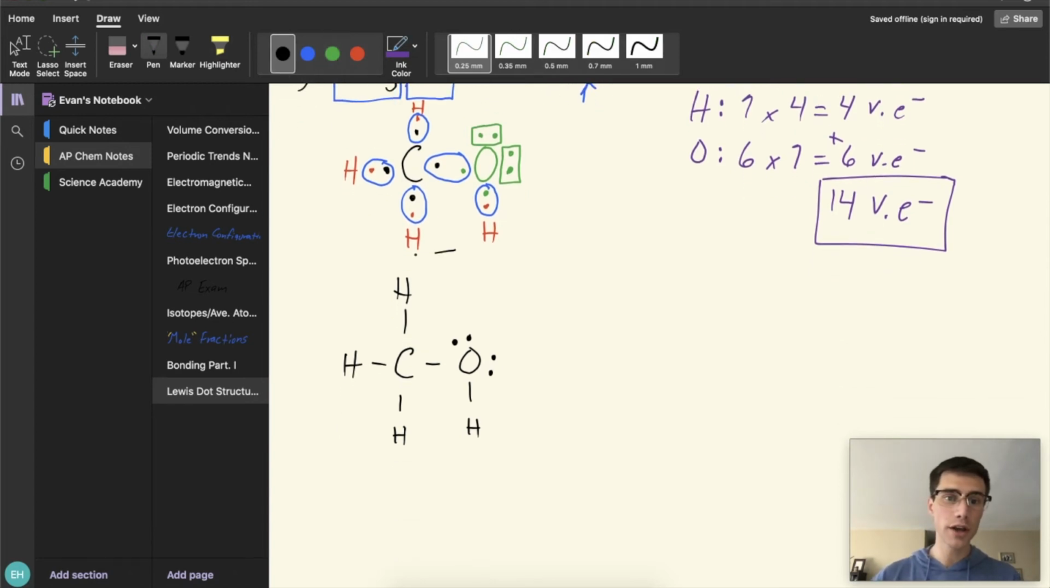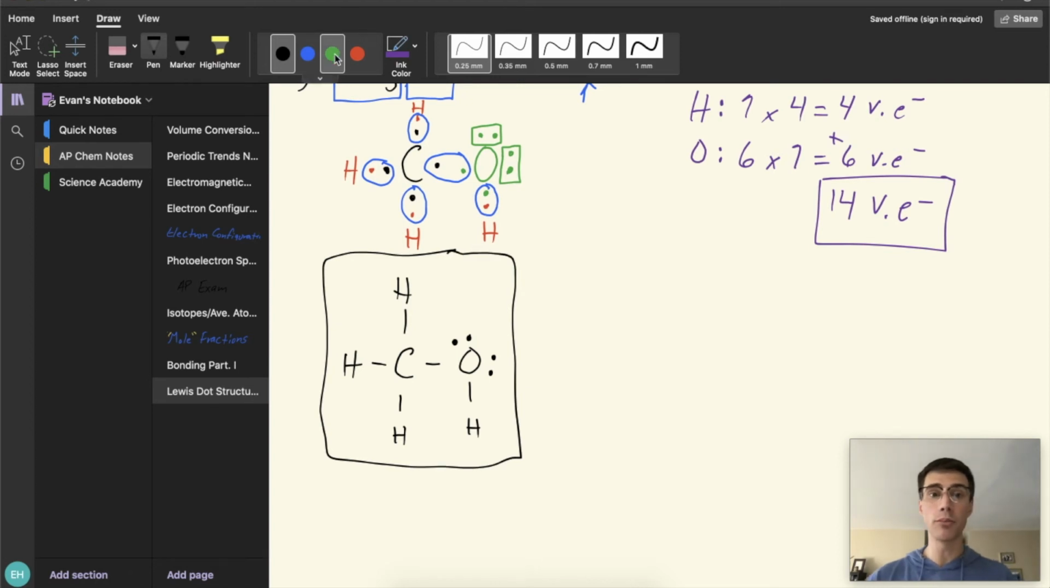Well, if this is our final structure, or at least our intermediate final structure before we confirm that it's legit, we have 2 from every bond and 2 from each set of lone pairs. So we have 2, 4, 6, 8, 10, 12, 14. Boom. Awesome. We do have 14 valence electrons in this structure. Now, has everything that we need met the octet?